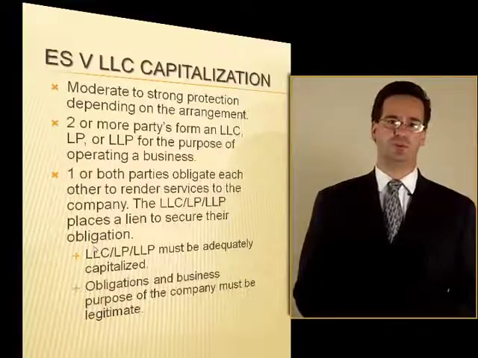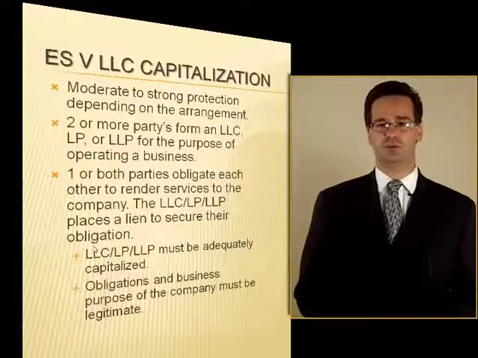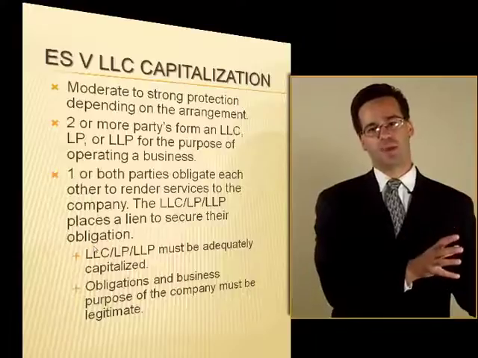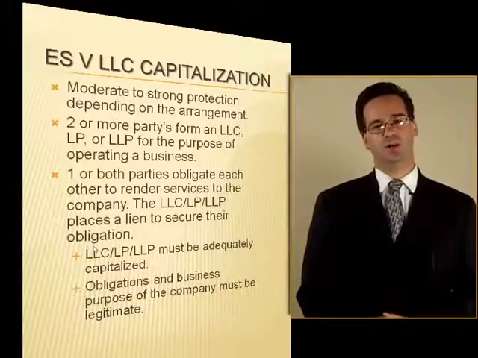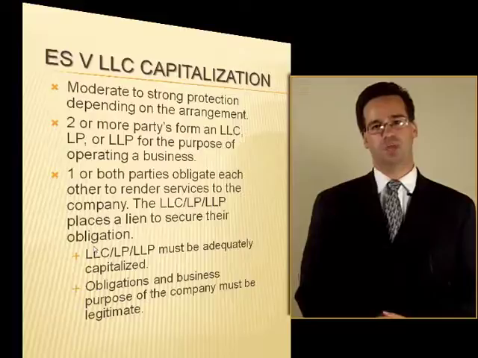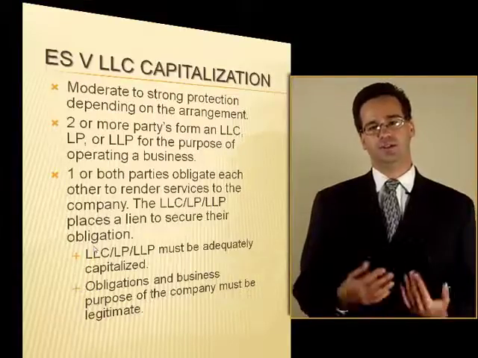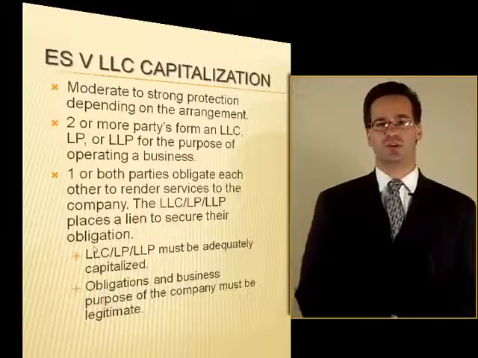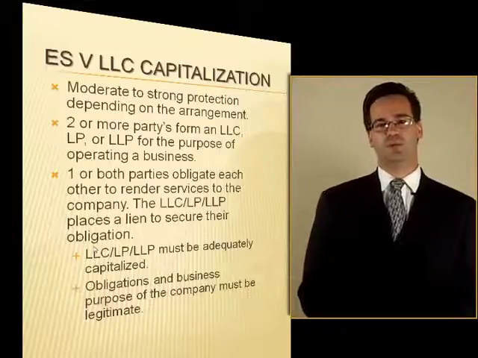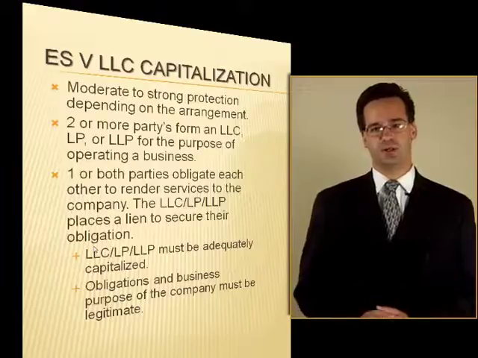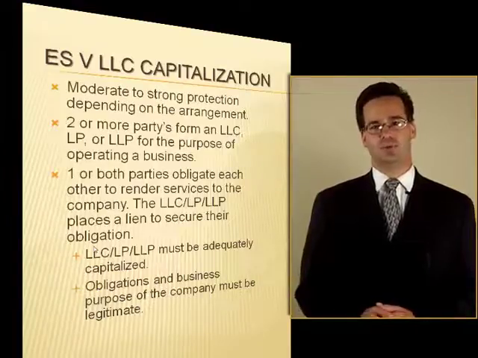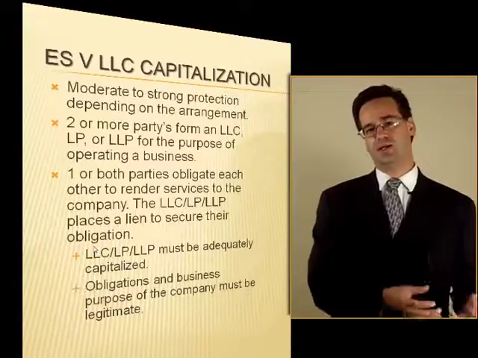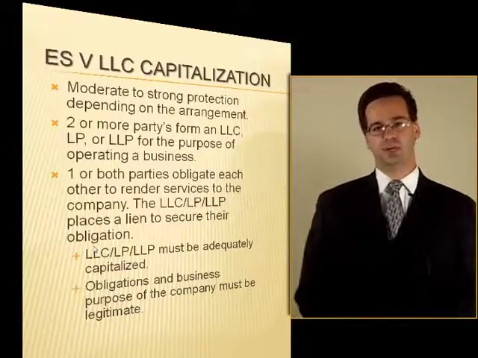If you're able to obligate yourself to render services to that LLC, well, you have another partner that is vested in the company as well, and he wants to make sure you make good on your obligation to the company because he's vested in that company. And you could say, for example, that I'm obligated to render these services to the company, and I actually get a bigger share of the profits because of that obligation. And my partner wants to make sure I make good on my obligation because he's vested in this company too. So the LLC places a lien on my assets to secure my obligation.